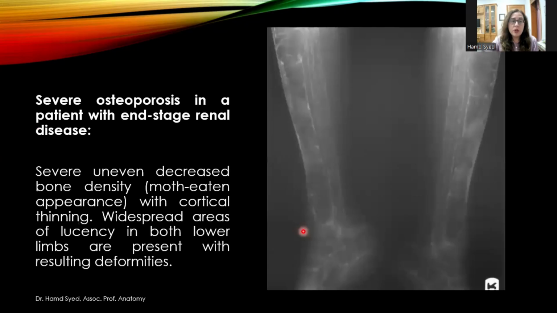But there are also other causes of osteoporosis, such as over here, in which there is severe osteoporosis in a patient with end-stage renal disease. You can see over here, these are the leg bones, and they have a characteristic moth-eaten appearance. By moth-eaten, I mean you can see the empty appearance of the bones, and you can see the widespread areas of radiolucency in both lower limbs in this condition, which is severe osteoporosis.